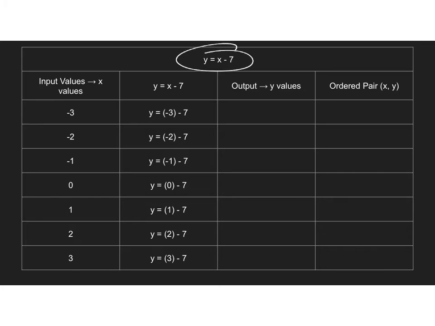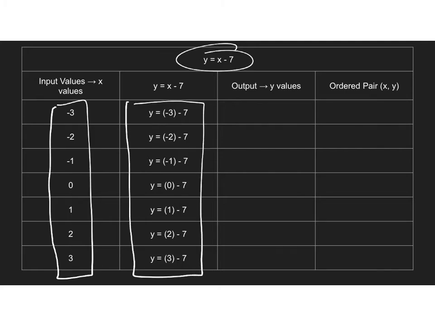Here's our next expression. So y is equal to x minus 7. Again, we choose our input values, everything we're going to plug into the equation. This next column shows what that looks like. Then we need to figure out the output values. So negative 3 minus 7 is negative 10. So if we put negative 3 into the expression, the output is negative 10. So our ordered pair is our x value of negative 3 and our resulting y value of negative 10.